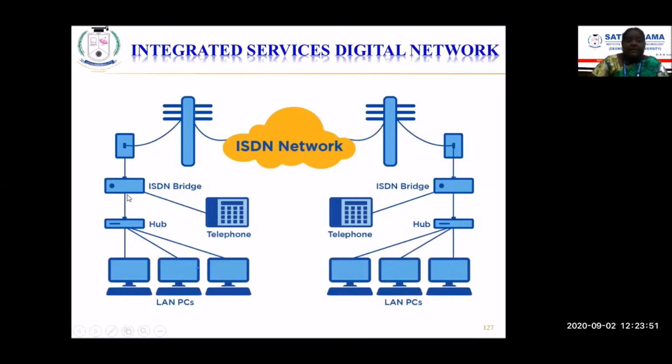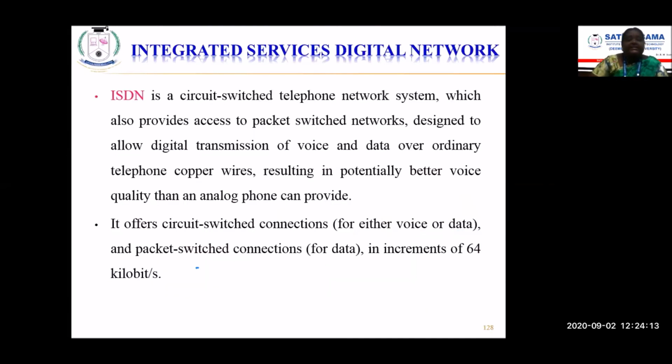So we can make use of these ISDN services for sending the voice data as well as for sending the data packets. So everything will be transmitted in the digital network. Okay, so here we'll be converting the voice as well as the video, the data, in the form of data packets. So digital information is transmitted here. Okay. So this ISDN is nothing but a circuit switched telephone network system.